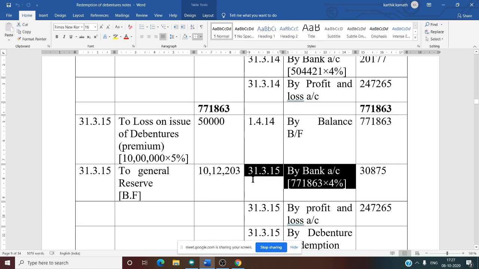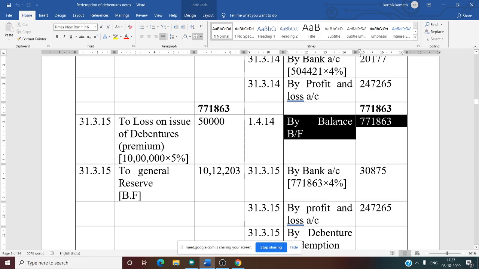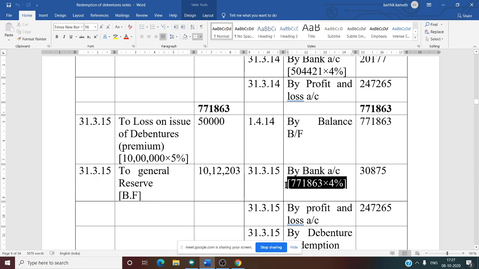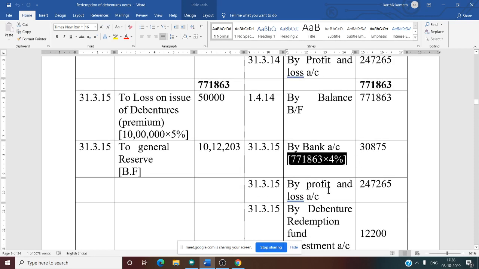Next, the same entry on 31/3/2015 on the opening balance. You need to calculate interest. See this. The opening balance of that particular year 2014-15 is 7,71,863. On that you need to take 4%. You will get 30,875. That is by bank account. Interest bank to debenture redemption fund account. So that is why by bank account.